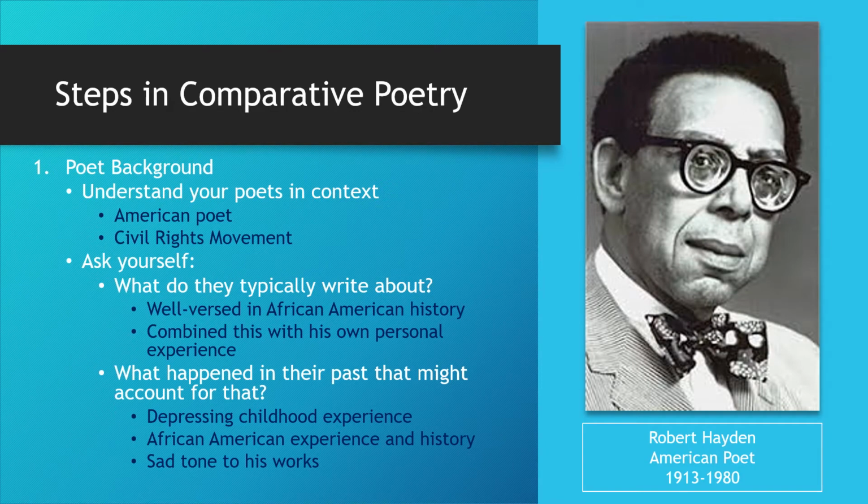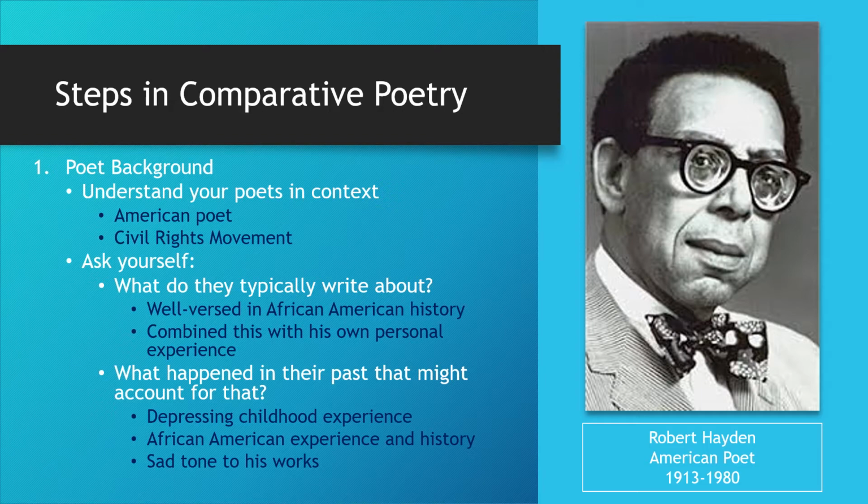So just a reminder, we need to make sure we're following those steps of comparative poetry. The first thing that we need to do is fully assess the poet's background. So remember, that's recalling these 3 main questions. What is their context, both geographically and in terms of time? What do they typically write about? And what happened in their past that made me understand why they choose to write about the topics that they do?